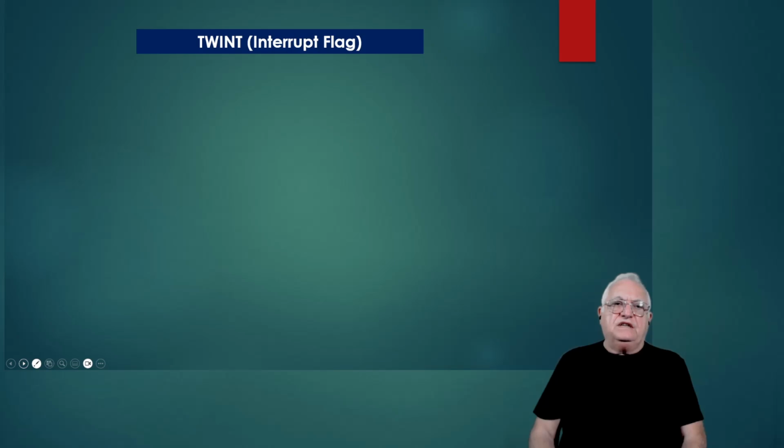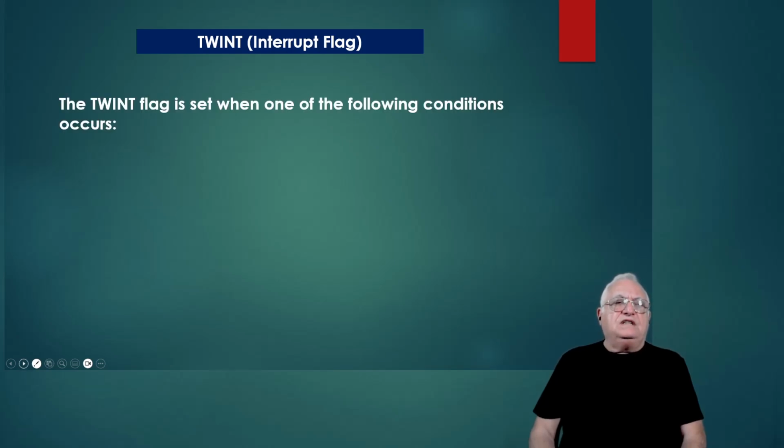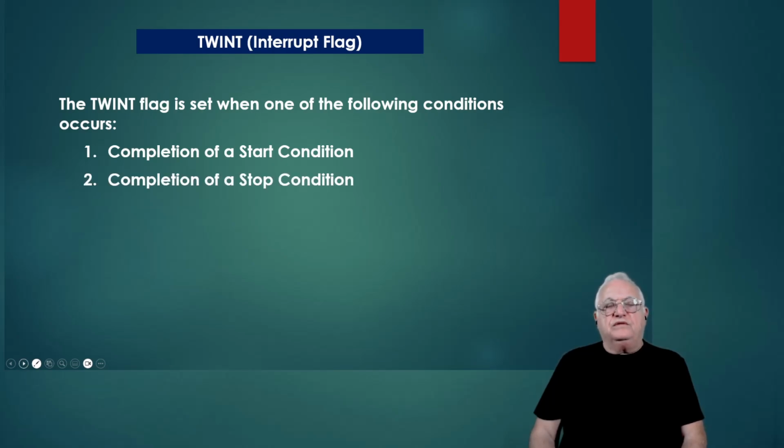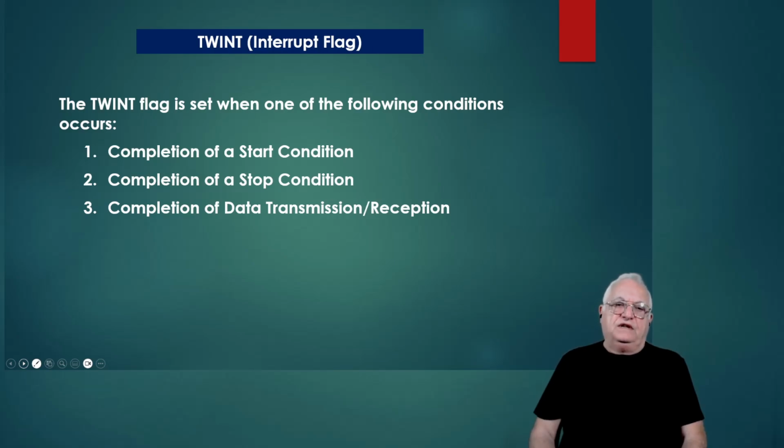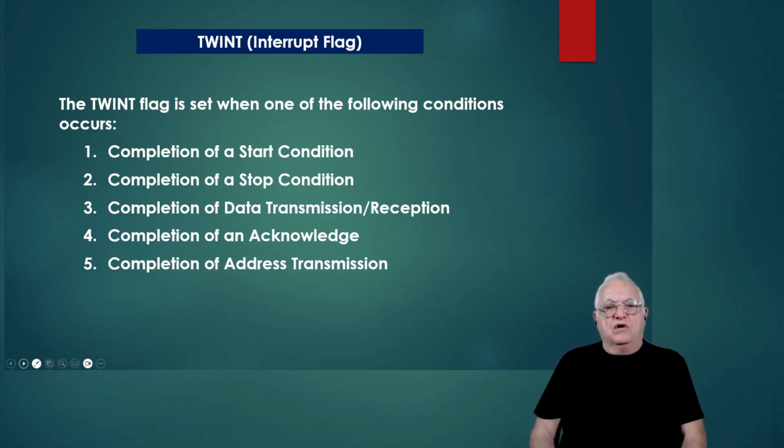So let's look at the TWINT interrupt flag. The TWINT flag is set when one of the following conditions occurs: completion of the start condition, completion of the stop condition, completion of the data transmission or reception, completion of an acknowledgement, completion of an address transaction. Basically, what I'm trying to show you here is that when these flags get set, you're going to need to look at the status code and figure out which of these operations happened.